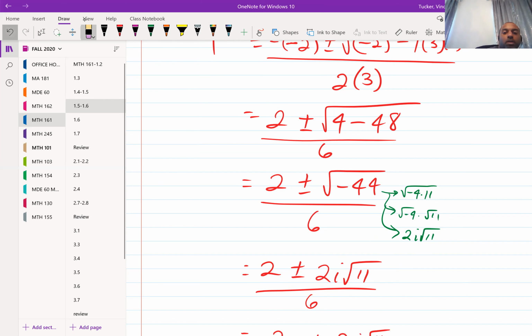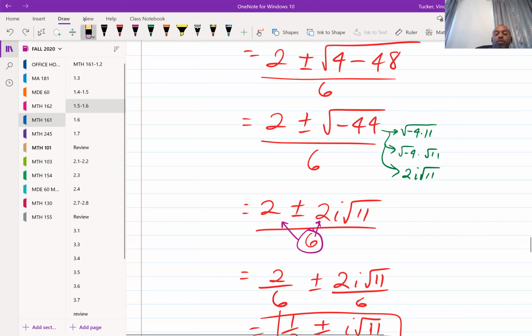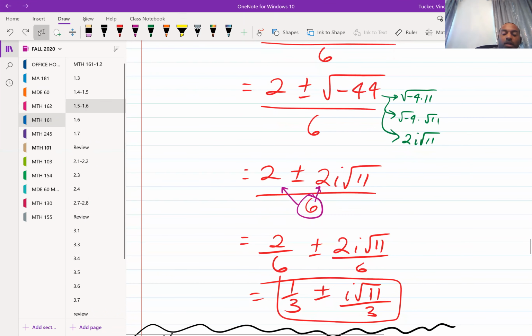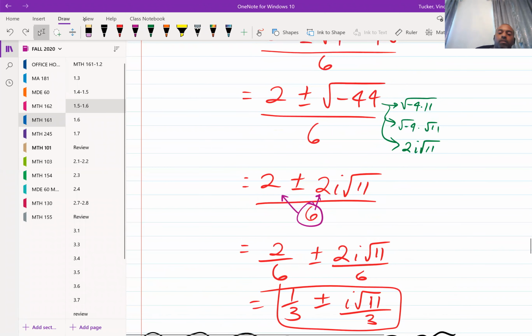All right. So break it up by dividing that 6 into each one of your numerators. So that'd be 2 over 6 plus or minus 2i square root of 11 over 6. And then reduce them. That would be 1/3 plus or minus i square root of 11 over 3. All right, questions.